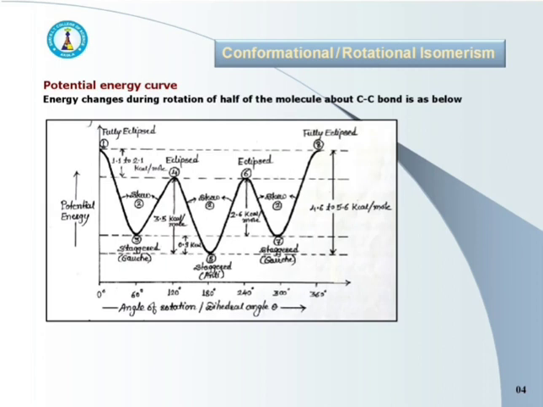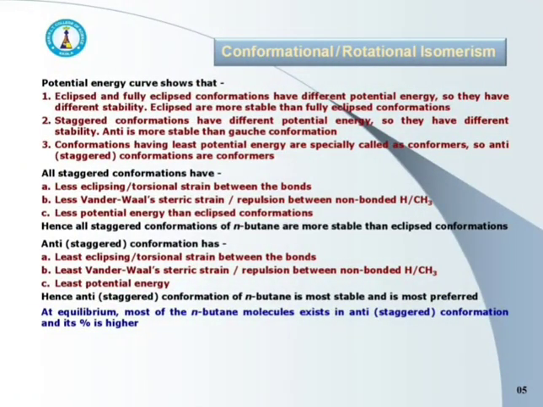Here, staggered conformations have different potential energy. It means Gauche and anti have different potential energy, so they have different stability. Now here, anti-conformation is always more stable than the Gauche conformation. The conformations with minimum, or we can say least, potential energy are specially called conformers.